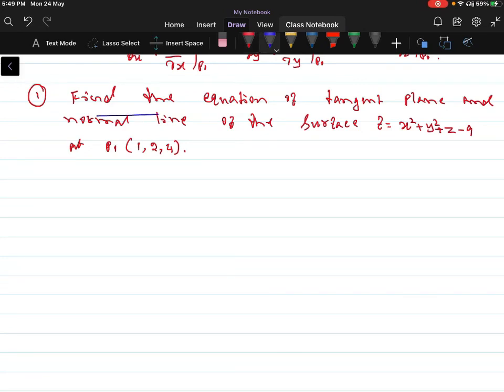Find the equation of tangent plane and normal line to the surface f is equal to x square plus y square plus z minus 9 at the point 1, 2 and 4. So let us move to the solution.